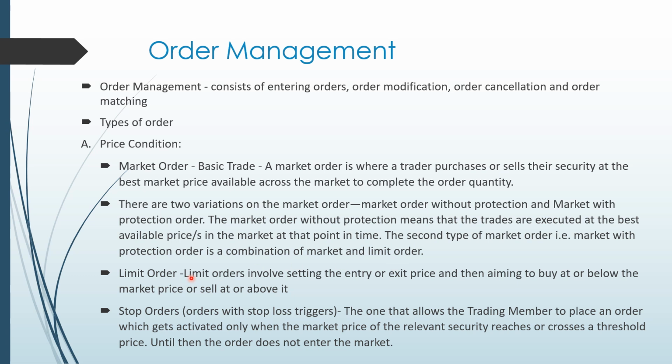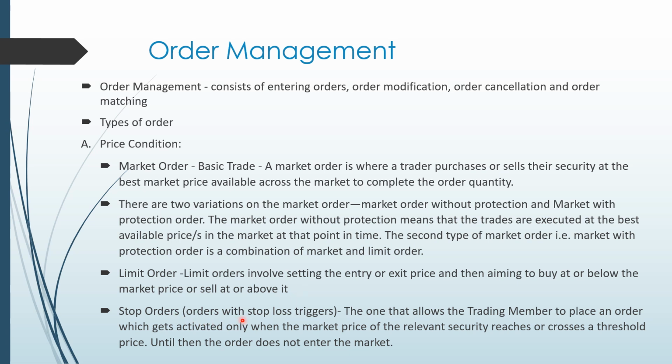Limit order involves setting the entry or exit price and then aiming to buy at or below the market price or sell above it. So basically, in limit price, we can set the price at which we want to enter and exit, and it can be either above the market price or below the market price depending on the situation, whether we are buying or selling the trade.